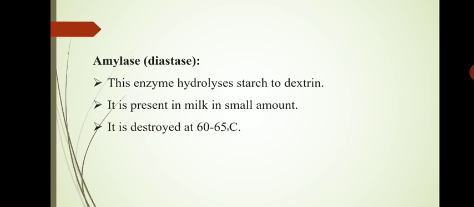The next enzyme is amylase, also known as diastase. You all know that amylases are enzymes that act on different types of carbohydrates and bring about the breakdown of carbohydrates into simple sugars. In milk also amylases are present, and this enzyme hydrolyzes starch to dextrin. It is present in milk in very small amount, or very trace amount, and it is destroyed at 60 to 65 degrees Celsius.